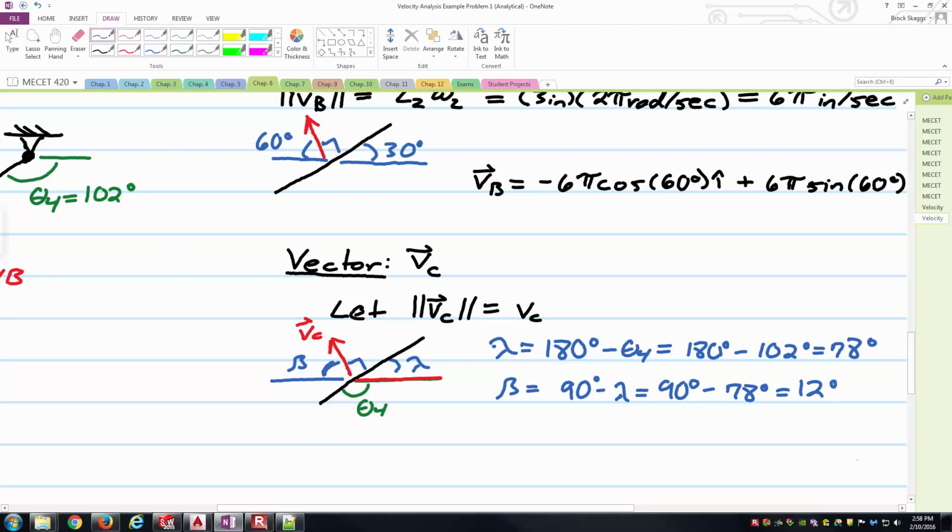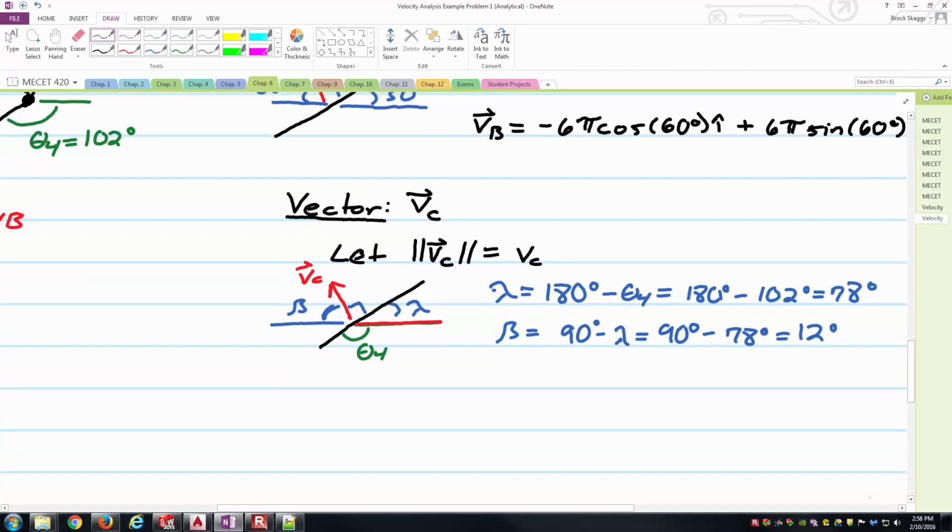Now that I've got the direction ironed out, I can write the vector v sub c in i and j components, using a scalar value to represent the magnitude. I'll do that right here. I've got the velocity of c is equal to, if I use beta, I'm going to be in the second quadrant here, so negative i, positive j. And so negative v sub c, no hat here, times the cosine of beta, which is 12 degrees, i. And then I'd have plus v sub c times the sine of 12 degrees j here.